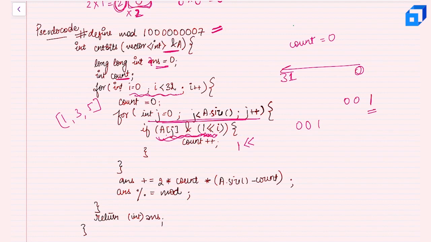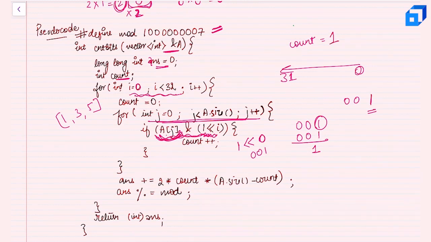So basically i is 0. i is 0, right? So 1 left shifted by 0 gives me 1 only. So I'll have this. Now it'll give me 1. That means this bit position is set in this number. So it'll give me true. And I'll simply count. Now my count becomes 1.